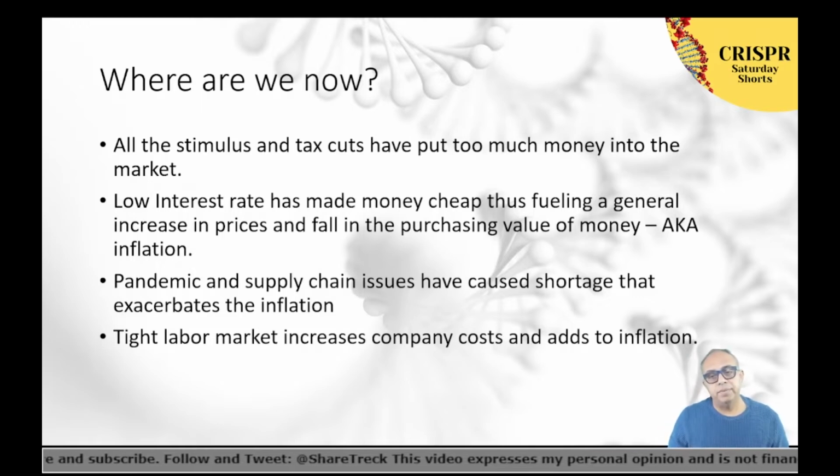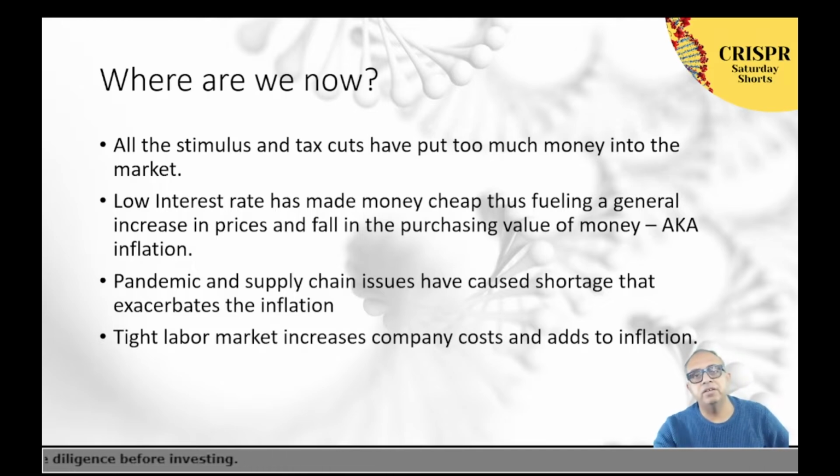But that tight labor market also causes increasing salary and operating costs for the company, and adds to the inflation, and puts a lid on productivity increases. The productivity goes up, but the production increases are limited, and the ability to satisfy the demand for products and services is much constrained, and that doesn't do very good for inflation. So that's where we are right now.